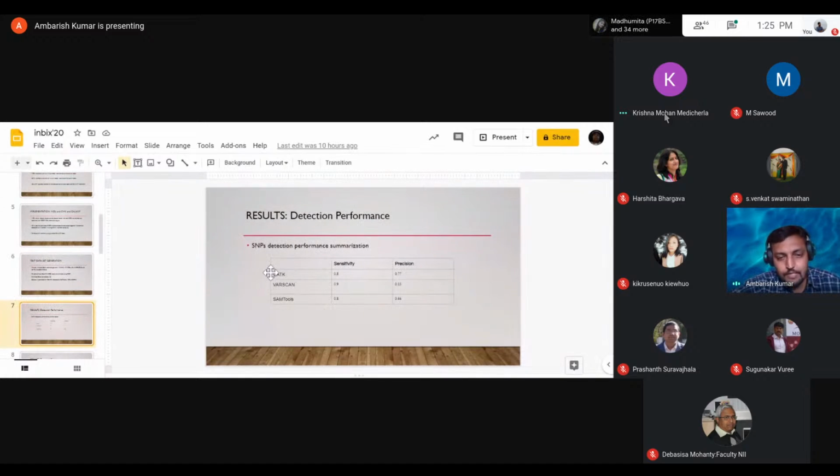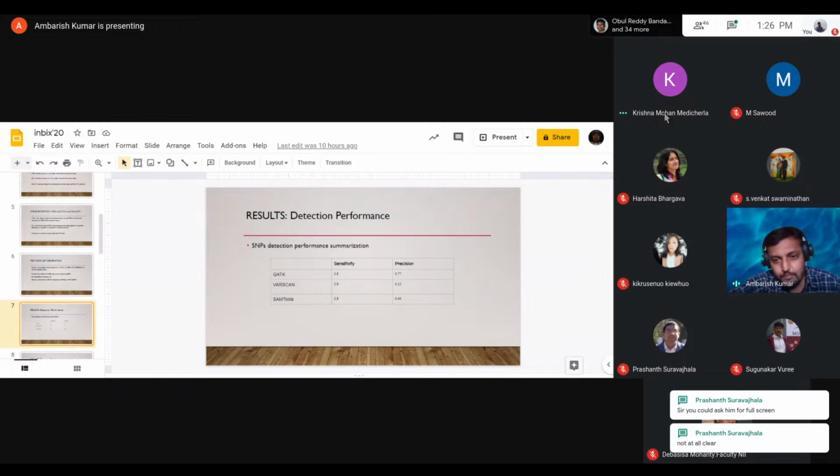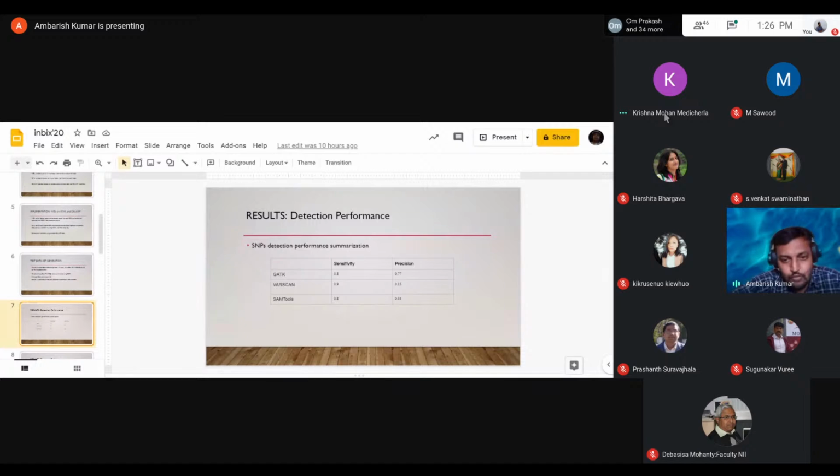Here is the summarized SNP detection performance for each tool. GATK has sensitivity of 0.8 for the SNP detection, precision of 0.77. VARSCAN has SNP detection sensitivity of 0.9, means 9 out of 10 SNPs are detected by the VARSCAN. And precision is slightly low for the VARSCAN, because I used the default parameter setting for the VARSCAN. It picks mutations from translocations and inversion regions. Its precision is 0.13. SAM tools has SNP detection sensitivity of 0.8 and precision of 0.44.